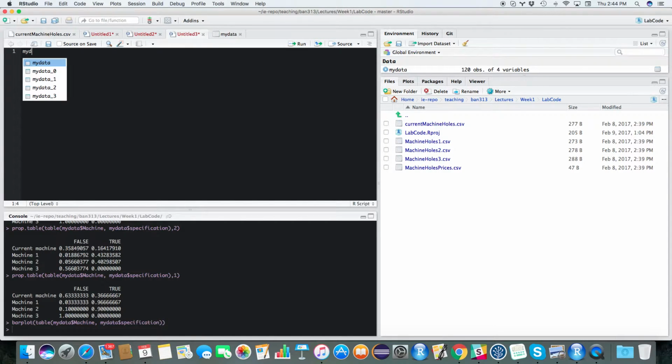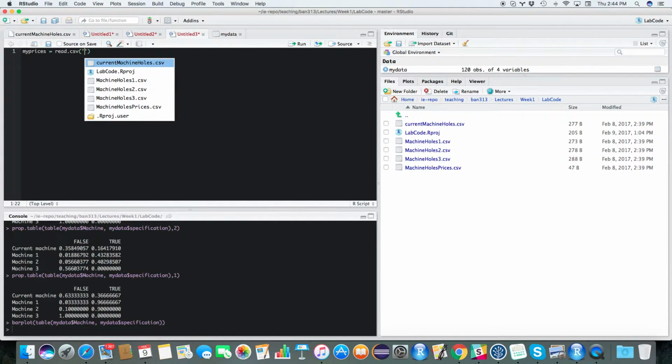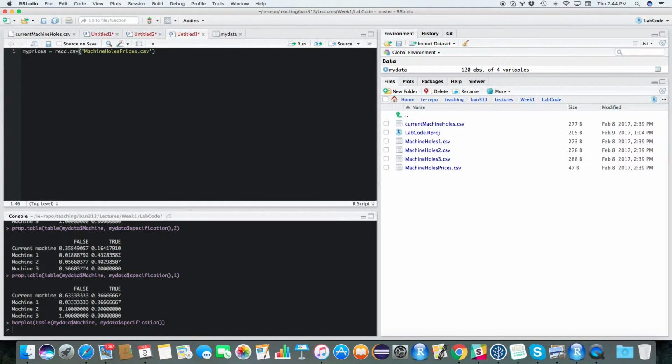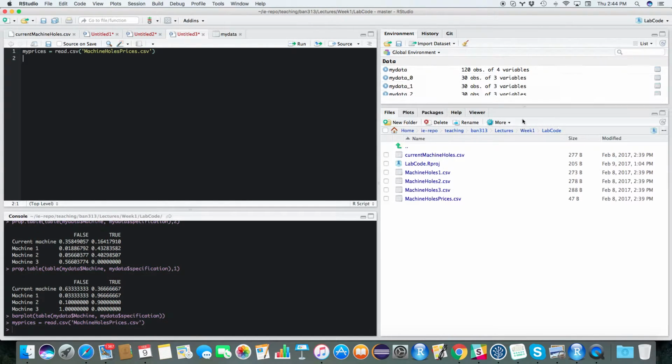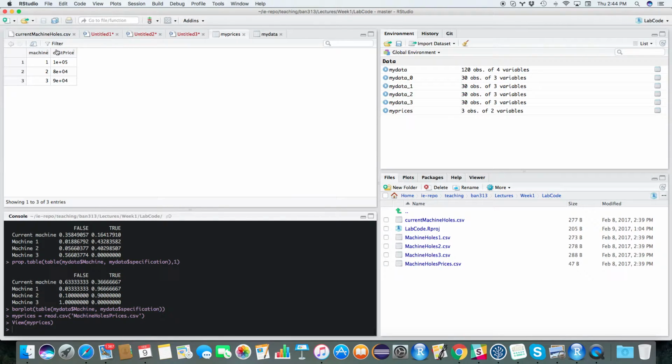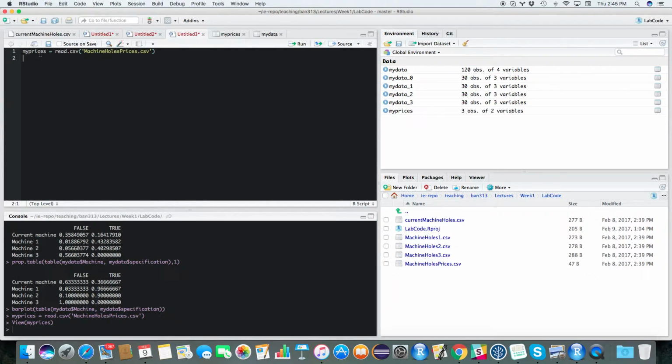So let's say my prices is equal to read CSV. Let's press that and say, okay, it's that one. So let's see what my prices look like. We'll see we just have 3 variables, and it gives us the price for each machine, in this not so nice mathematical way of displaying it. So it's 1, 2 times 10 to the power of 5. So that's 100,000 Rand, that's 80,000 Rand, and that's 90,000 Rand. Okay, so that's our prices.